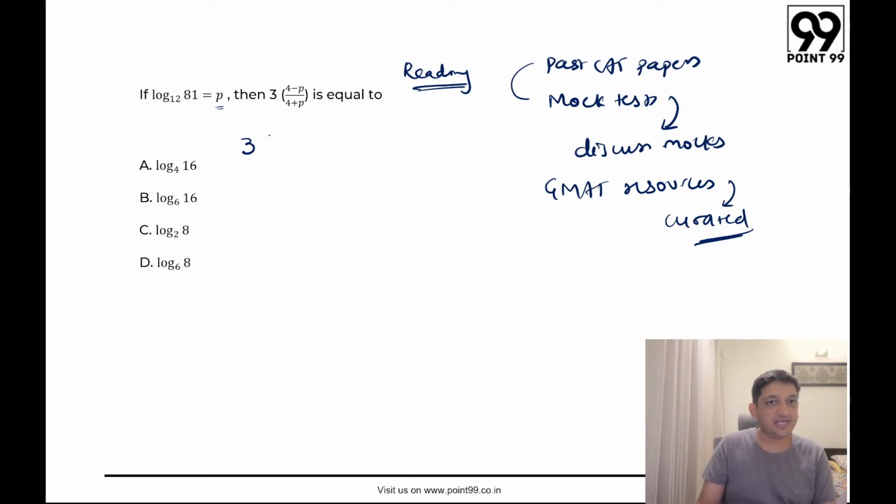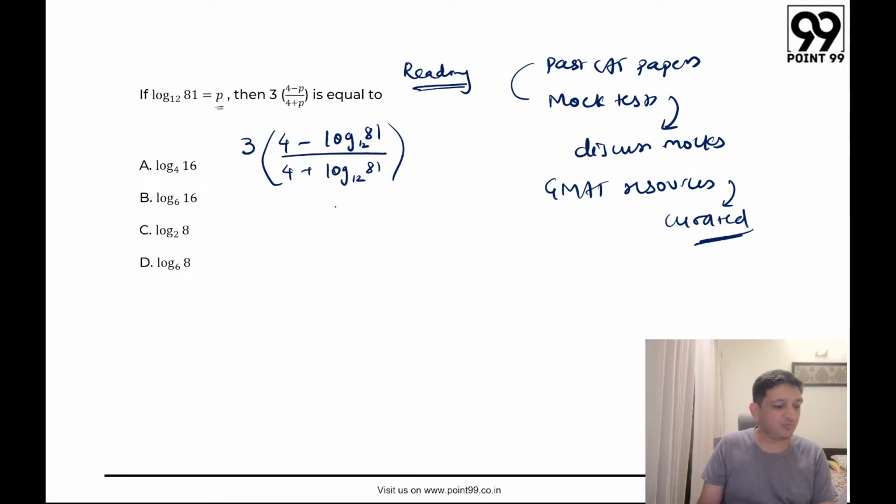Okay? So 3 into 4 minus log 81 to the base 12, divided by 4 plus log 81 to the base 12. Now this is what we know. Now one thing you can do to make your life slightly easier is you can observe that this 81 is nothing but 3 raised to 4. So 4 will come here. All 4s will get cancelled out. So that will give you one small clue. So let's try to do this.